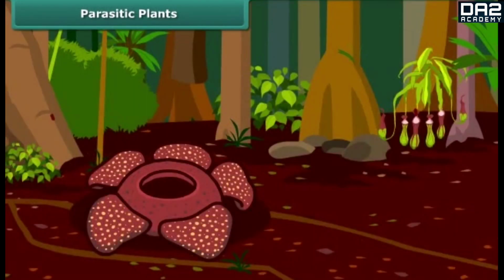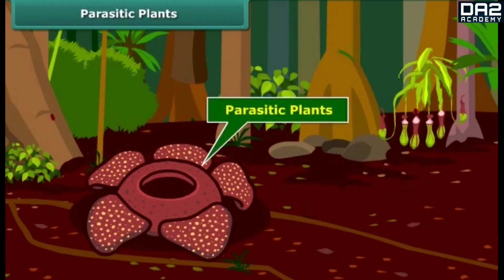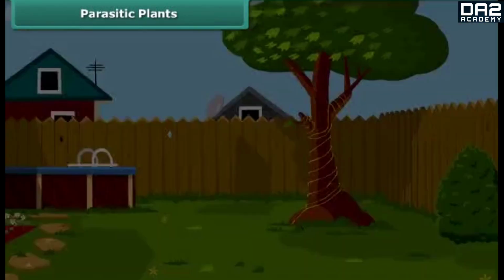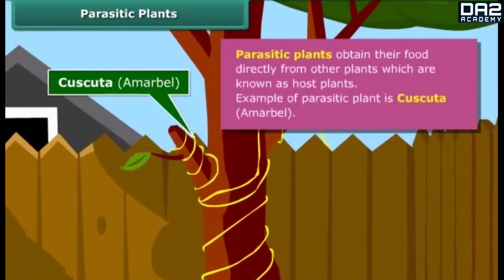The plants which obtain their food directly from other plants are known as parasitic plants, and those plants from which they obtain food are known as host. You might have seen Kaskata, Amarbale, nearby you, which is an example of a parasitic plant.